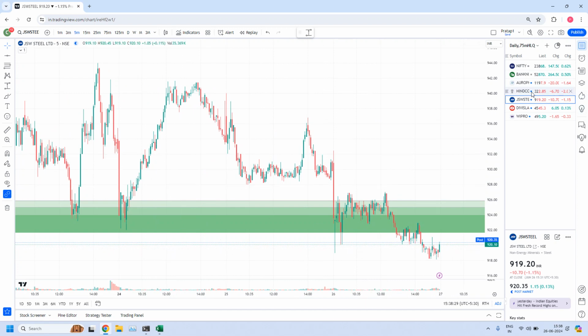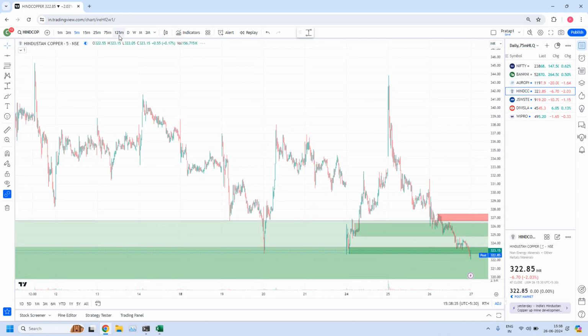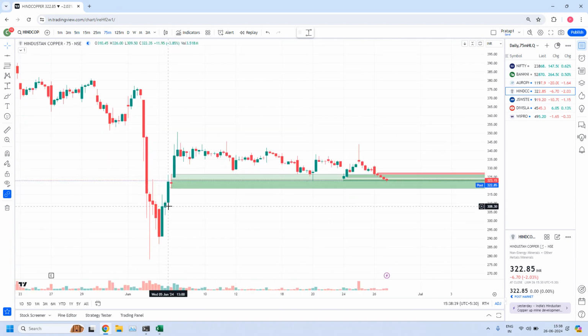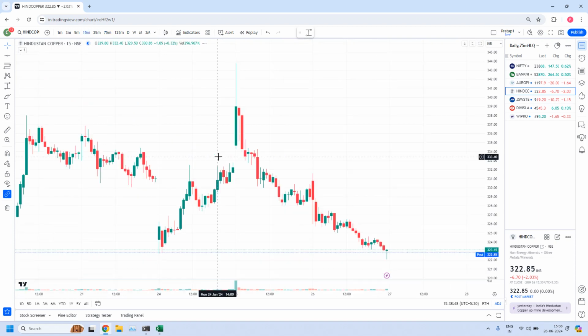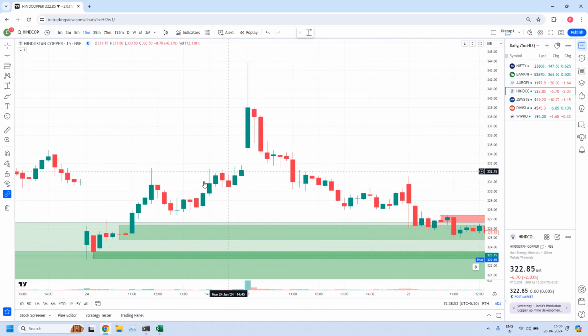And the last one is Hindustan Copper. This is also a 75 minute zone. We have a rally, base, rally. This is the 75 minute zone. This 75 minute zone is fine tuned with a 15 minute zone. Here multiple zones are here.